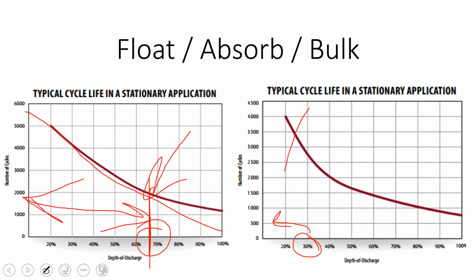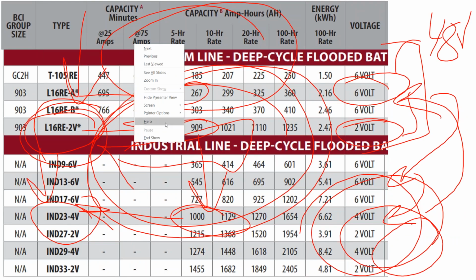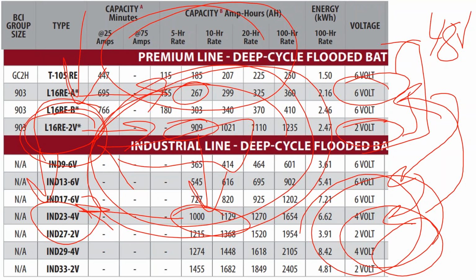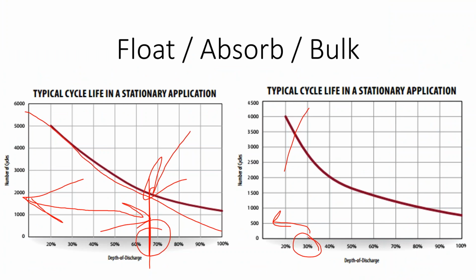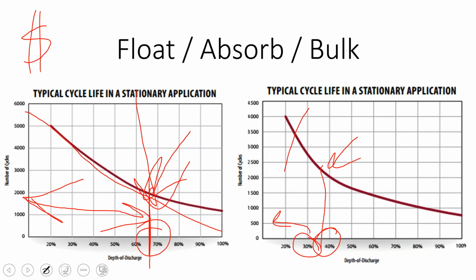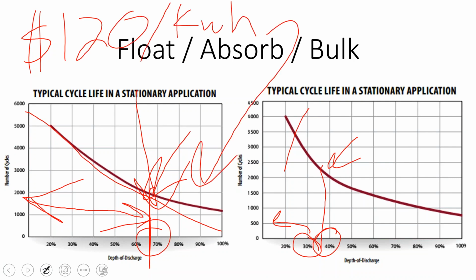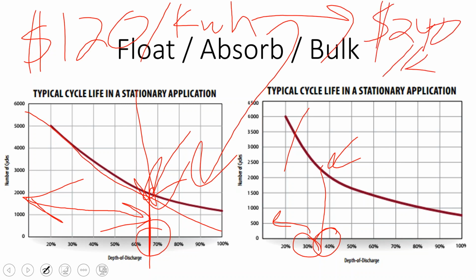But if you're talking about a more responsive demand management, that's a different issue entirely. We'll cover that. But what I want to point out is between these two product lines, the premium line and the industrial line, the premium line of this manufacturer can only be discharged to about 35 to 40%, whereas the industrial line could be discharged to about 65%. And I can tell you the premium line may cost you $120 a kilowatt hour, whereas the industrial line that you can discharge down to 65% may cost you $240 a kilowatt hour.